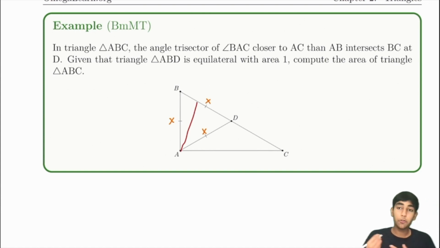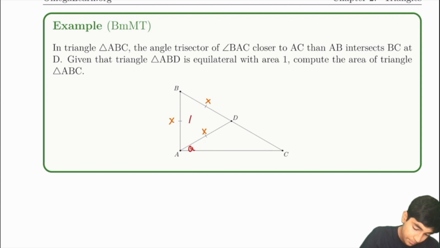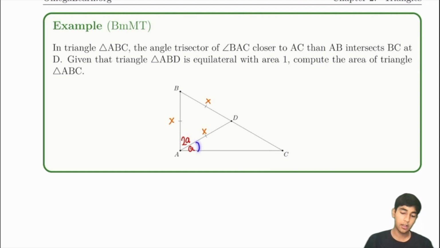So, let's just draw it back. Because it's an angle trisector, all three angles here are going to be equal to A. Cool. And now, this line is not really relevant for this problem, so instead we can just see that the total angle here is 2A. And this angle is A. But wait, we know ABD is an equilateral triangle.